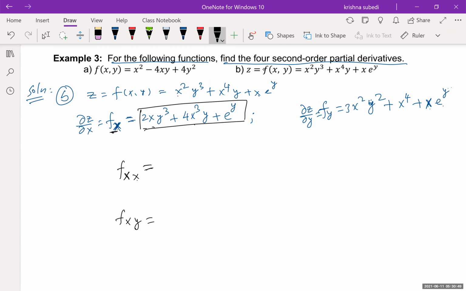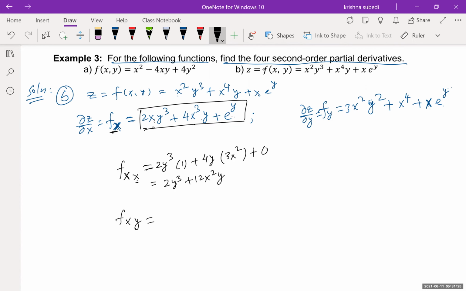Here, if you want to differentiate with respect to x, then y is your constant. So 2y cubed is constant, I just copy it as it is, and the derivative of x is 1. Now, in the second term, 4y is constant and the derivative of x cubed is 3x squared. And there is no x in the last term, so that will be 0. So your answer is going to be 2y cubed plus 12x squared y. That's it.